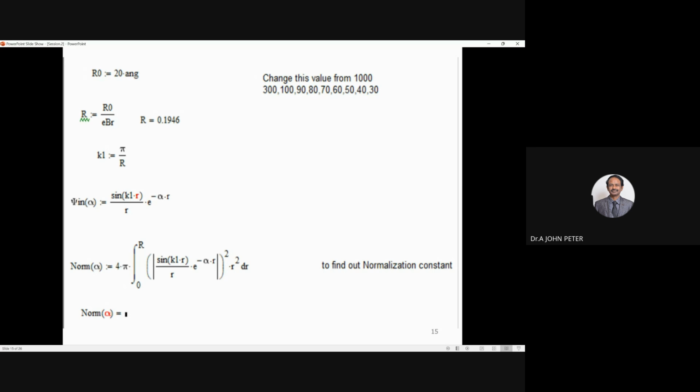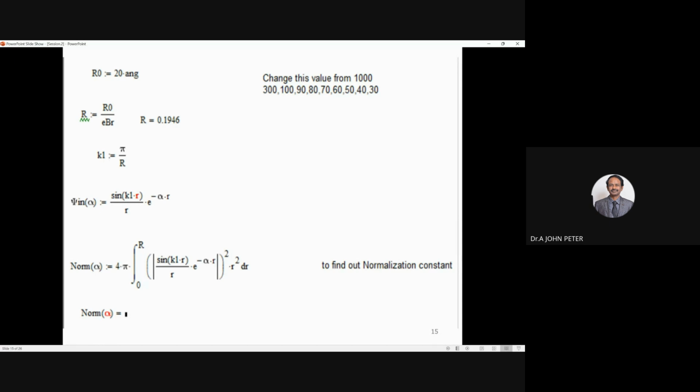And of course, R equals R naught by EBR, so R is expressed in units of the effective Bohr radius. Look at the previous expression: R naught is 20 angstrom, and R is given as 0.1946 effective Bohr radius for gallium arsenide for R naught equals 20 angstrom. And of course, we know that k equals pi by R. Can you remember? Pi by R.